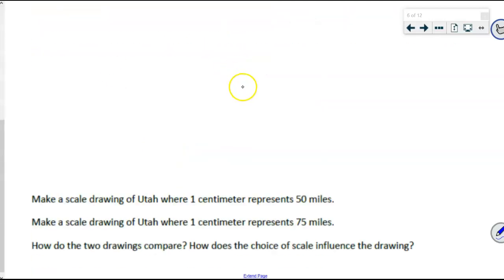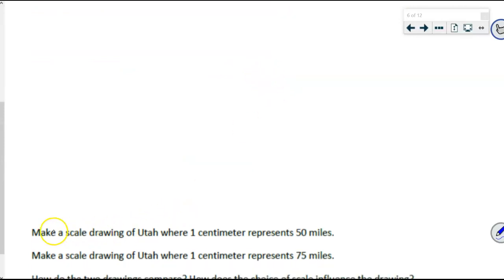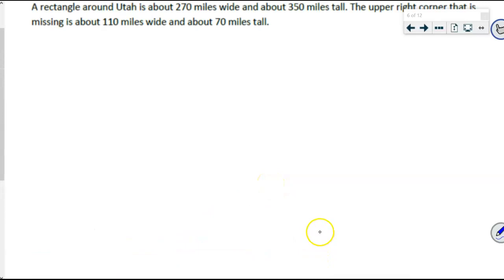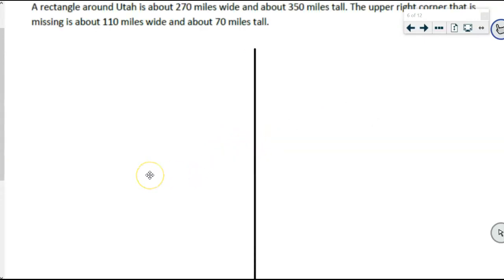Okay, what you're going to do is create 2 different scale drawings of Utah. The first one, and that's all we need to worry about right now, we're just going to do one at a time: make a scale drawing of Utah where 1 centimeter represents 50 miles. Since we're going to be doing 2, here's what I suggest. Break up your page in half this way so that you have space to do the 2 scale drawings. And I made sure to print that page on a full-size sheet, so you should have enough space.